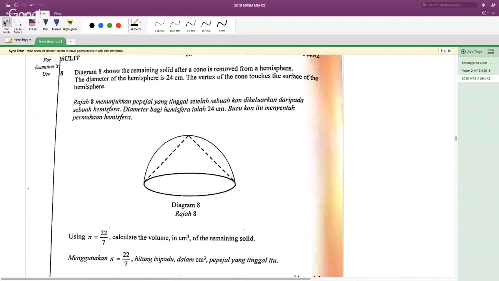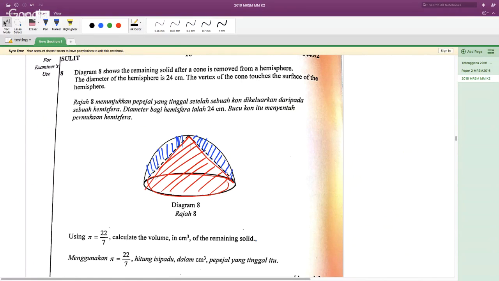Okay, number 8. Diagram 8 shows the remaining solid after a cone is removed from a hemisphere. The diameter of the hemisphere is basically 24, so the radius is 12. The vertex of the cone touches the surface of the sphere. So you can see, you remove this whole cone here, and the remaining one is in the blue color. This one is the remaining solid.